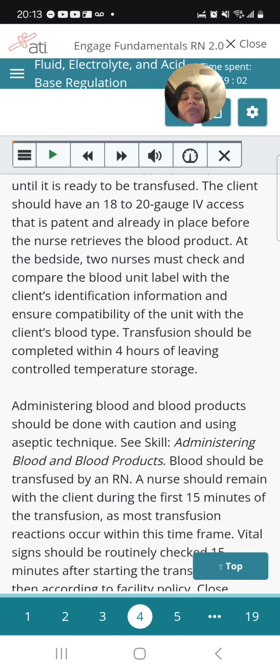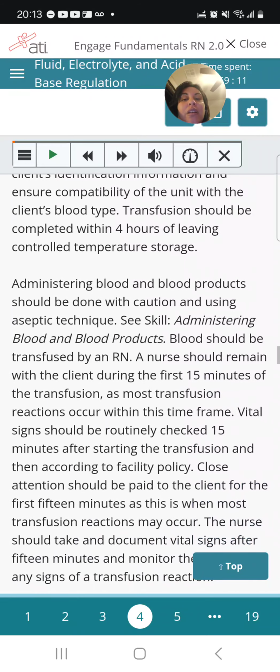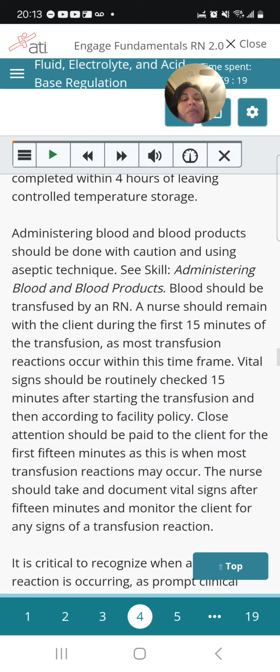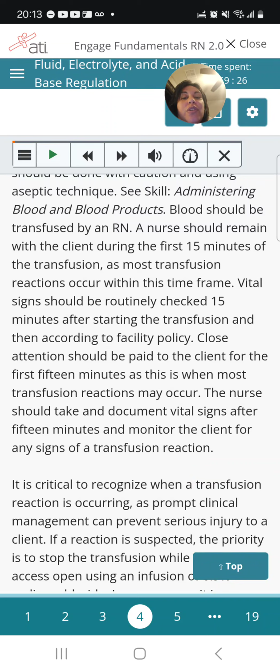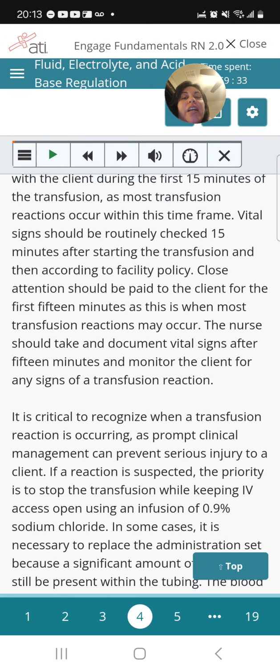At bedside, 2 nurses must check and compare the blood unit label and the client's identification information and ensure compatibility of the unit with the client's blood type. Administering blood and blood products should be done with caution and using aseptic technique. Blood should be transfused by an RN. A nurse should remain with the client during the first 15 minutes of the transfusion, as most transfusion reactions occur within that time frame. Vital signs should be routinely checked 15 minutes after starting the transfusion.